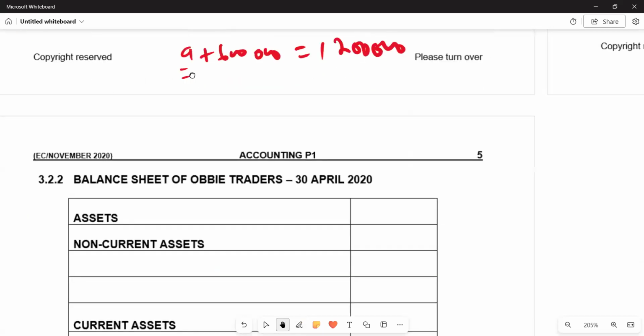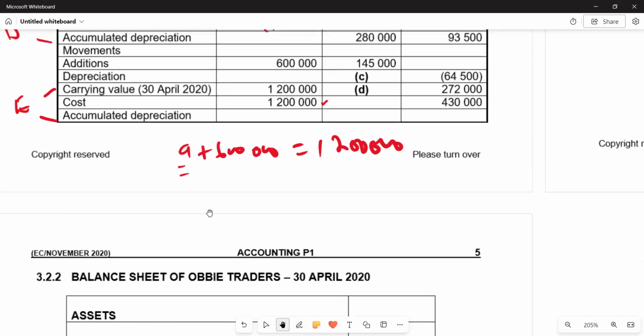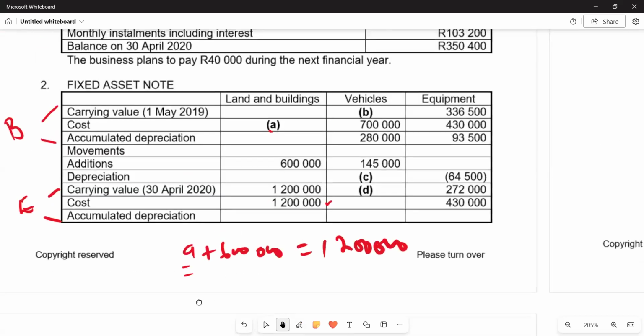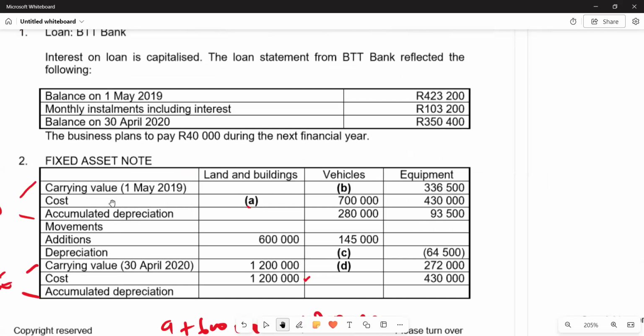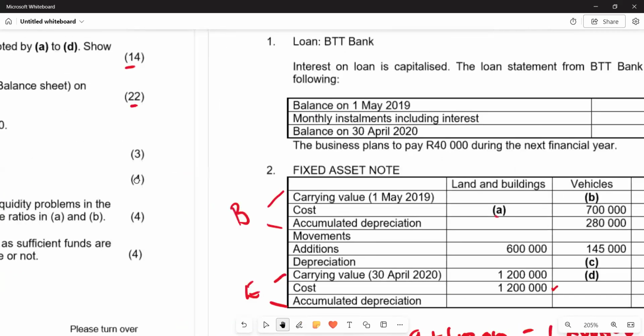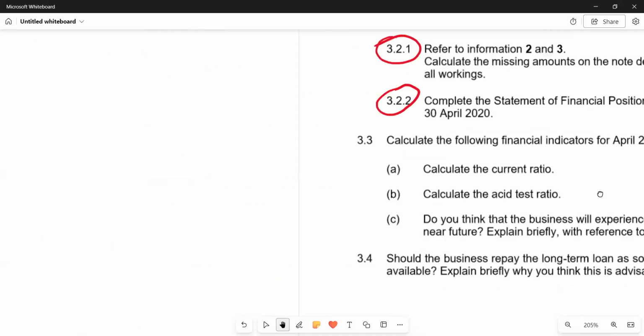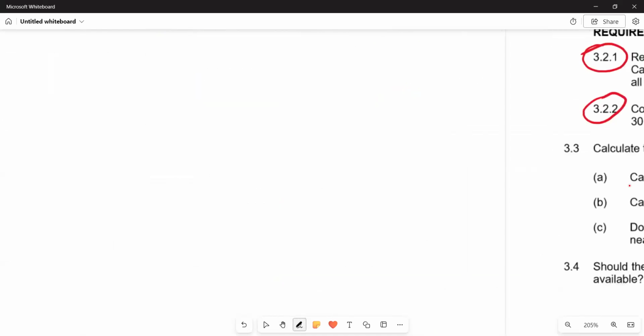So the calculation of A, we can go there and present it as such. So we are saying A: 1,200,000, and then you subtract your 600,000. And obviously, the answer that we are supposed to get is 600,000.